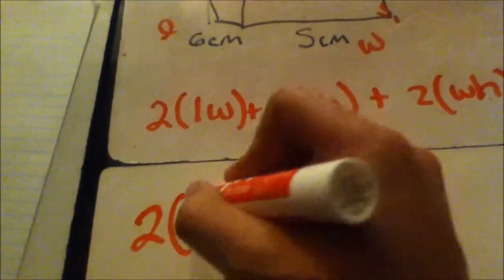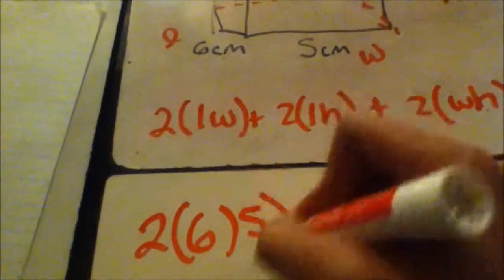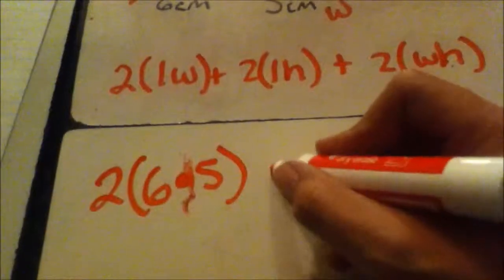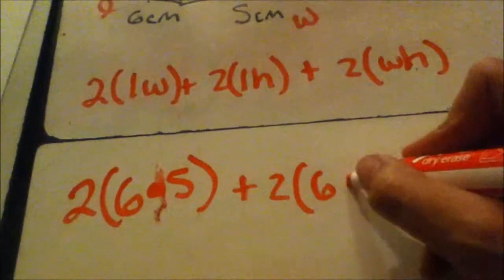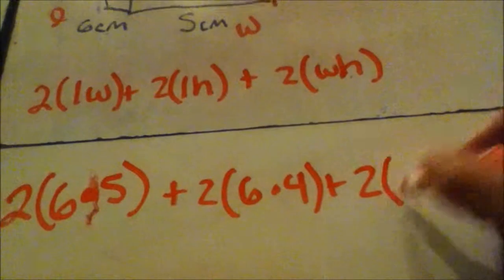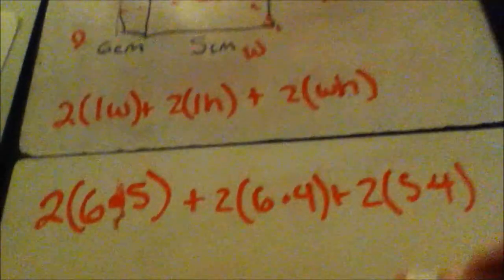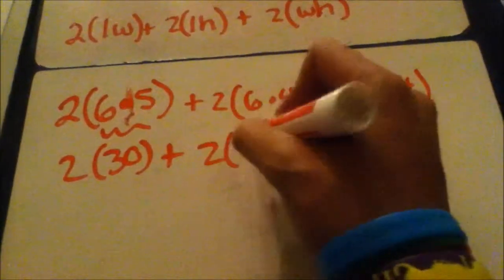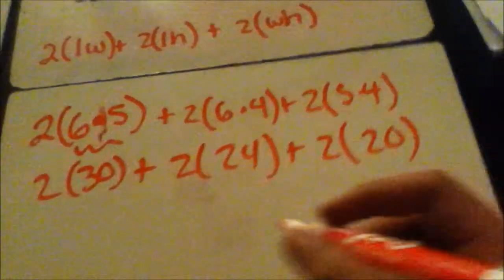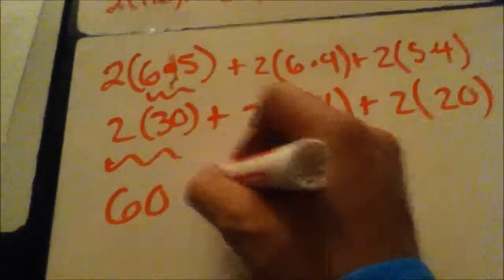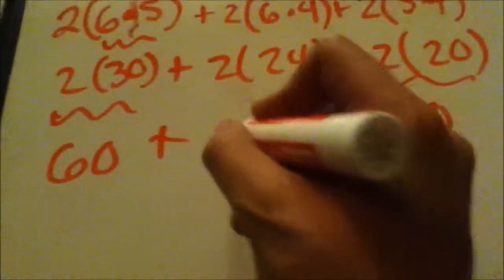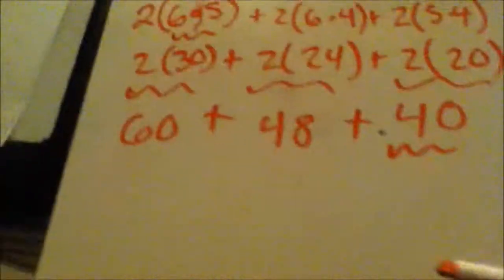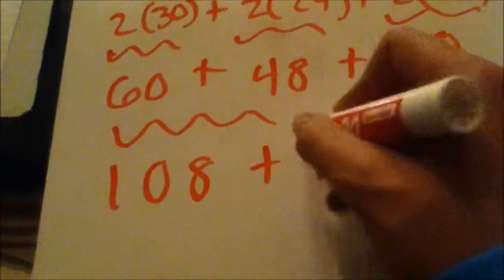We plug this in: 2 times 6 times 5 plus 2 times 6 times 4 plus 2 times width and height, 5 times 4. I use PEMDAS. Always remember PEMDAS. Parentheses come first: 30, 24, 20. That should be a 60. 24 times 2 equals 48. You have these all together, it should be 108 plus 40, which should equal 148. But we're not done yet.